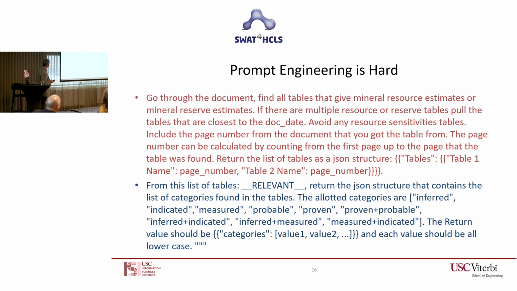There's a second example here. So now I have the tables, right? Now I have to pull the information out of the tables themselves. So what really happens when you're doing this extraction is that you're usually giving it a series of queries to make sure that it's first extracting the right tables, and then from the tables, you tell it how to extract information, right? So the second prompt says, from this list of tables, return the JSON structure that contains the list of categories found in the tables, the allotted categories, and here we give it all the different categories that it typically can find in these tables, and then return the value in this other format here. Right?